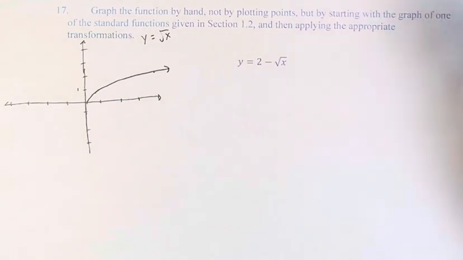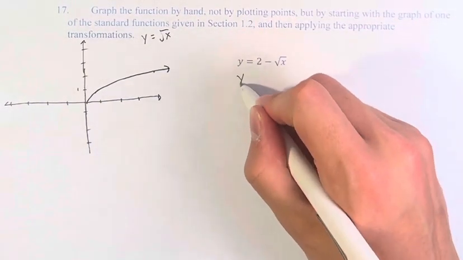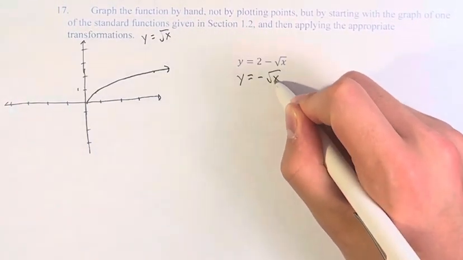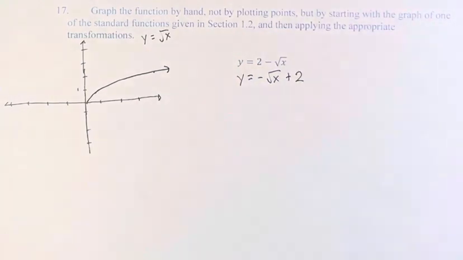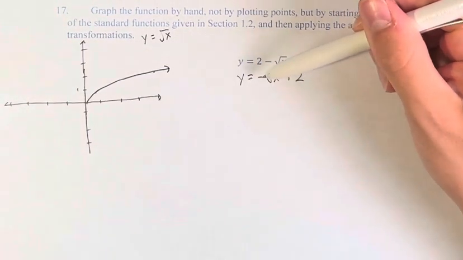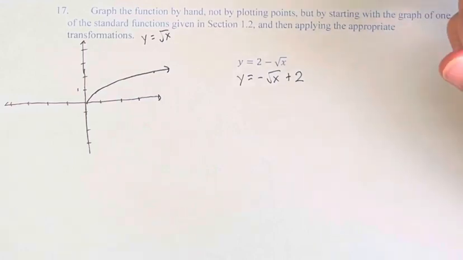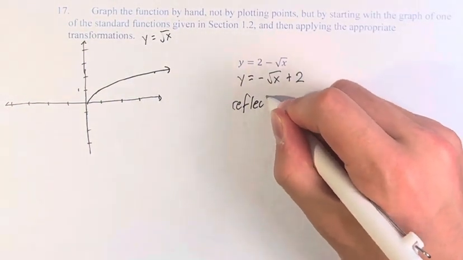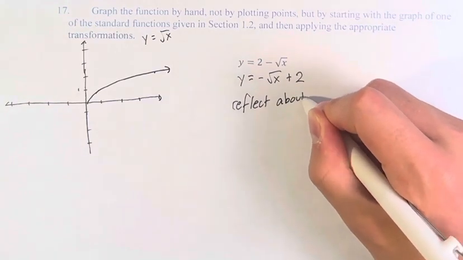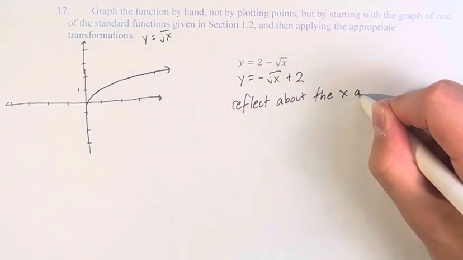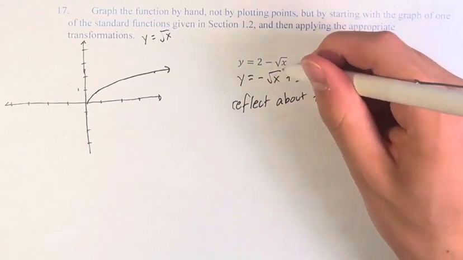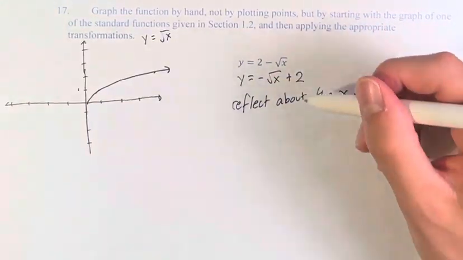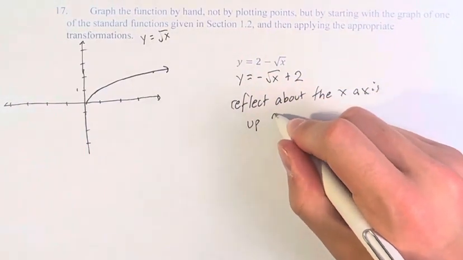So here we have two transformations. If I write this as y is equal to negative square root of x plus 2, it might be a little more clear. We have this negative sign on the function. So therefore, this is a reflection about the x-axis. If the negative sign was inside, it would be about the y-axis, but this is the x. And then we're adding 2, so that's up 2 units.